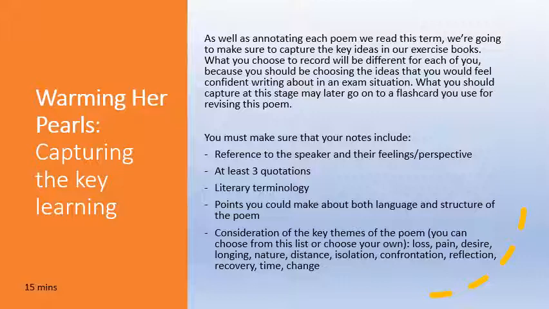Some literary terminology, talk about the enjambment and the punctuation and similes and metaphors. So one point you can make about language, and one point you can make about structure, and you can consider the themes of this poem. Now, they are desire, longing, reflection, any others you think that this poem shows. 15 minutes to put those notes into your books, please, Year 10.